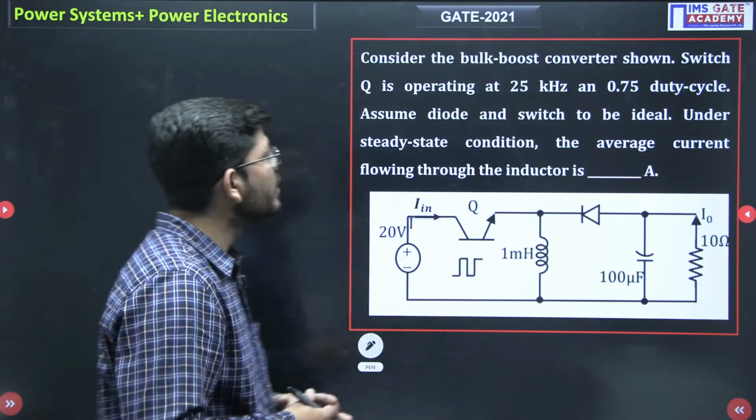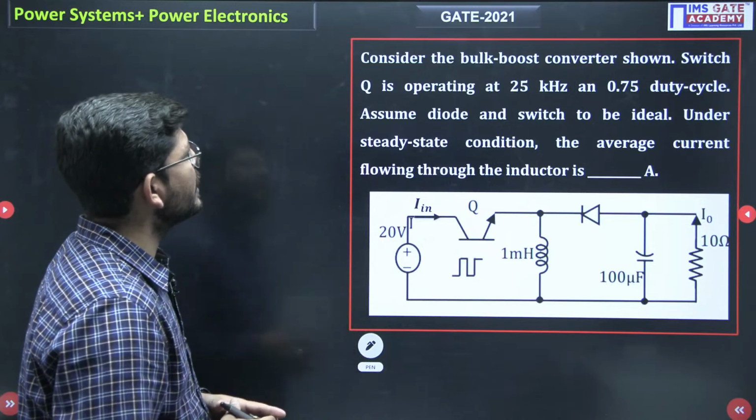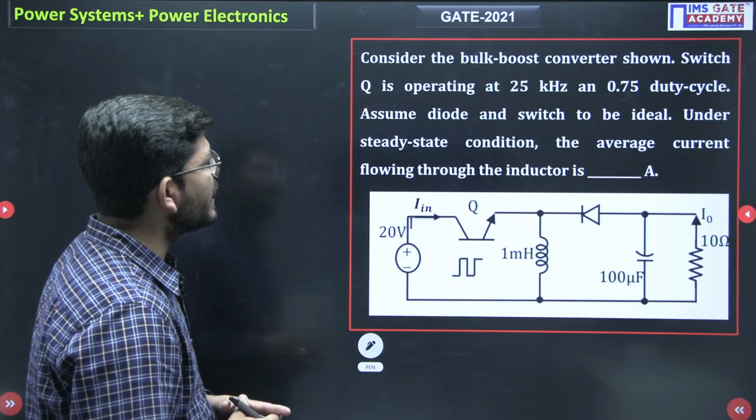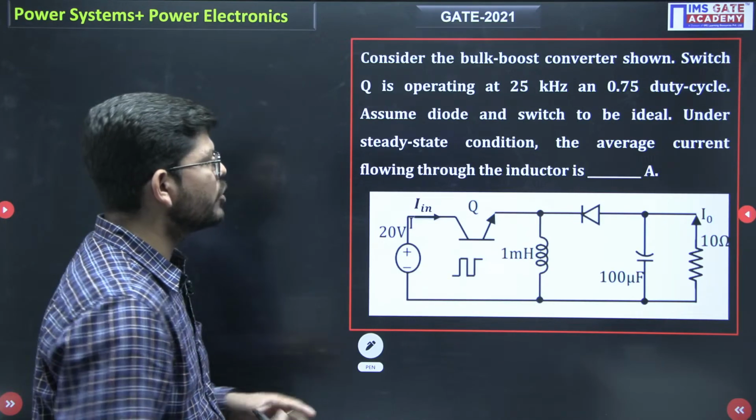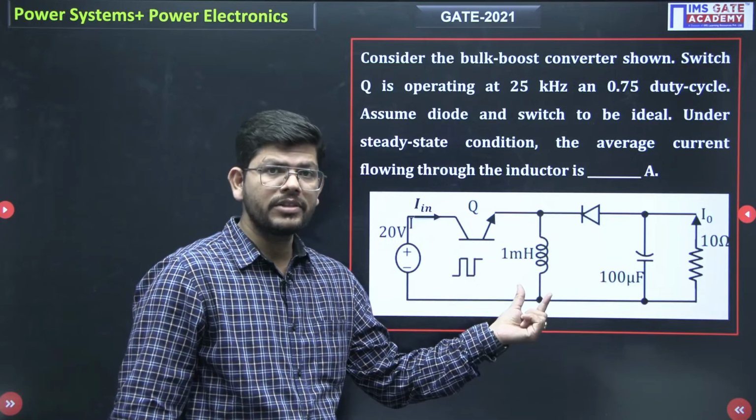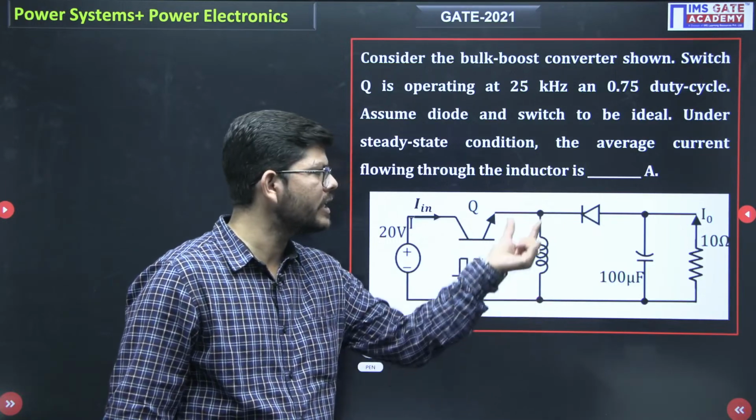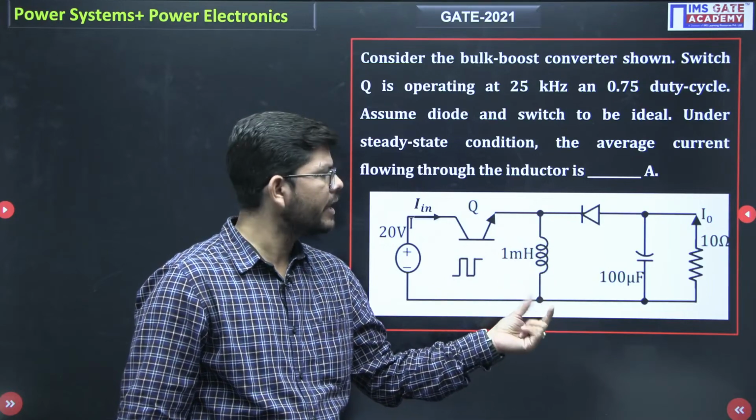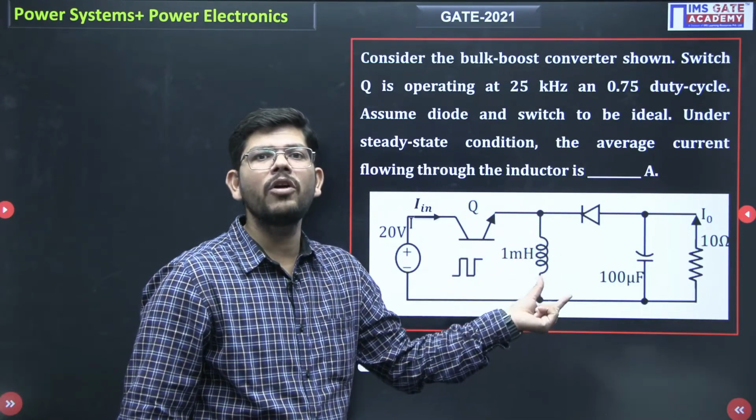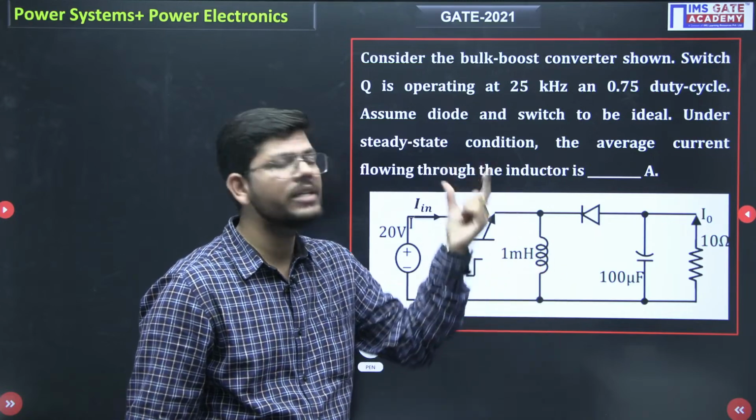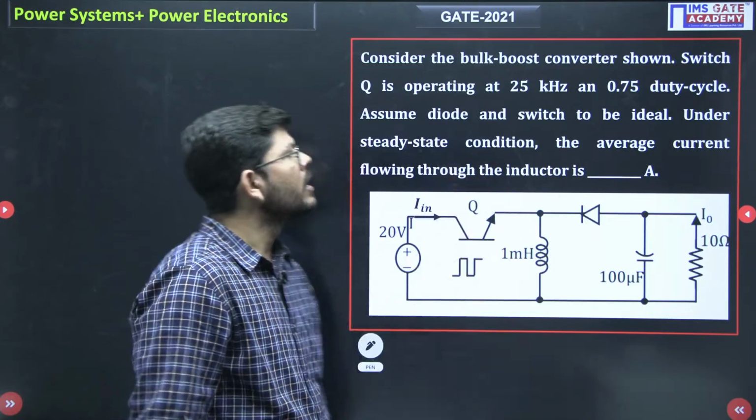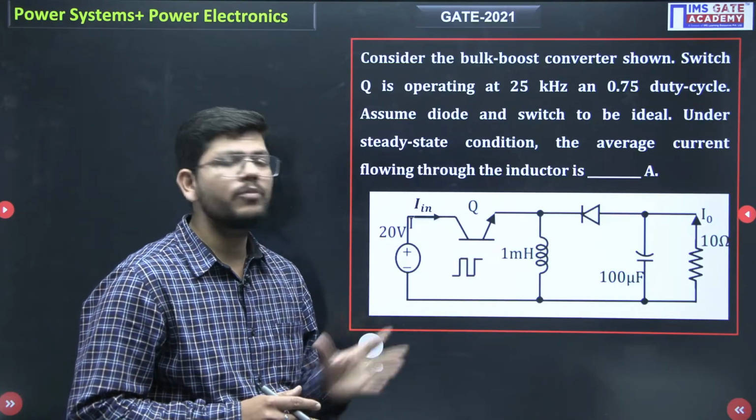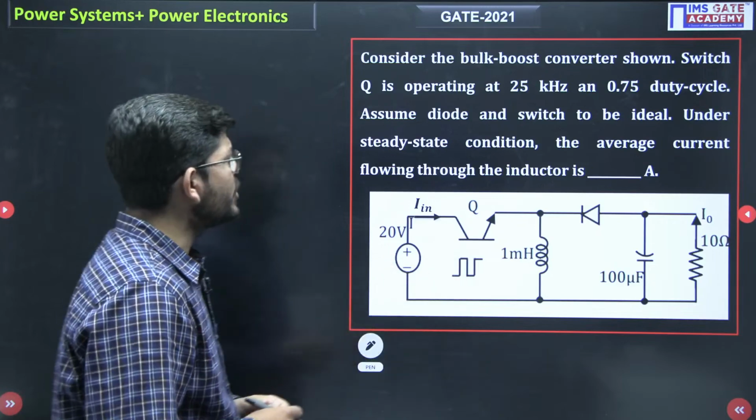Let's find out. So we have in this question, consider the buck boost converter as shown in figure. Switch Q is operated at 25 kilohertz. As I was telling you in the last question, if the inductor is present in between both the input and output side, it will be a buck boost converter. You can see here, the inductor is right there in the middle of the input and output side, and it has been mentioned that it is a buck boost converter. Now it is operating at 25 kilohertz and the duty cycle is 0.75. So these two data are given.